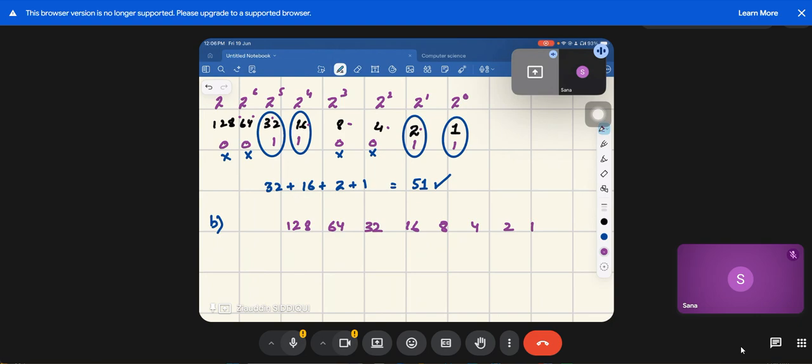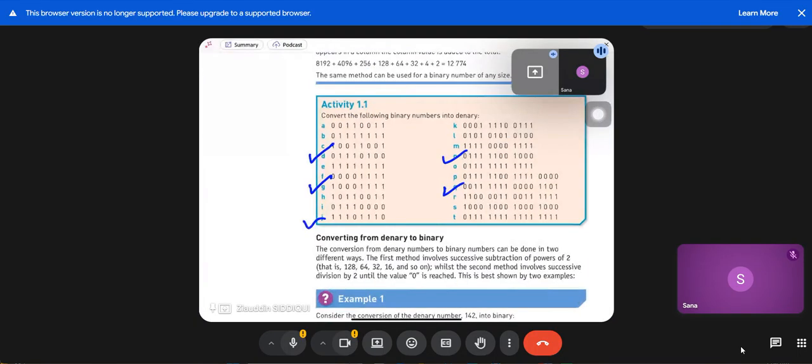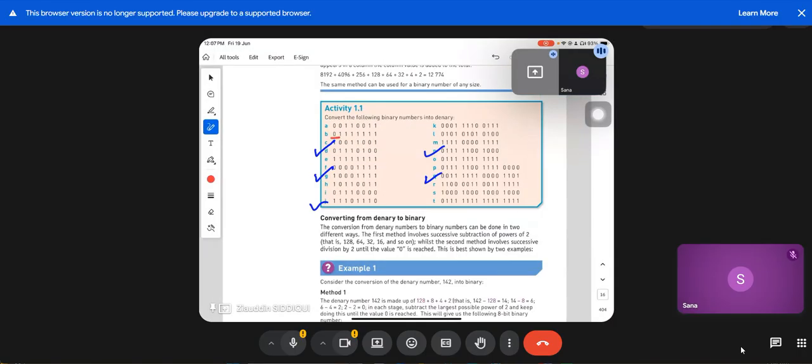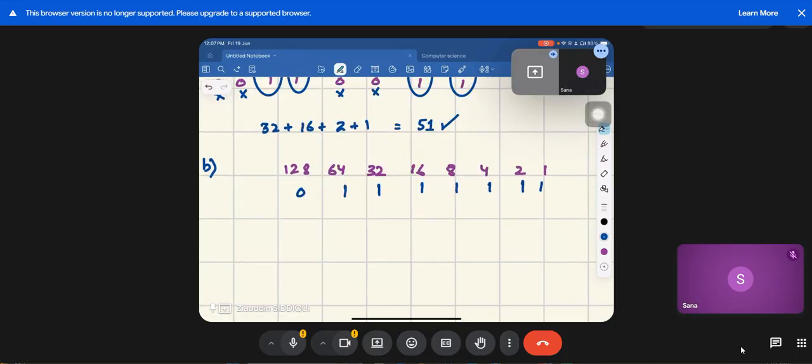Now we are going to write down the exact values under it. I'm again going to show you. See, the first value is 0 and the rest are 1. Now we are going to pick only those values having 1 under it. So we are going to ignore this value. We will pick this one, this one, this one, this one, this one, this one, and this one.